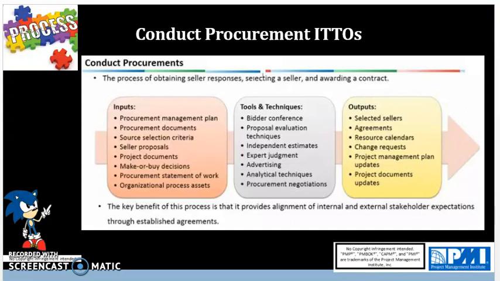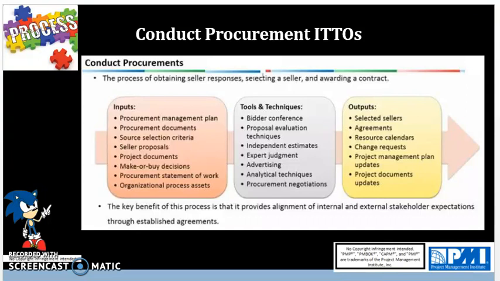Next tool is independent estimates. So this could be estimates coming from the industry and using those as a standard to come up with a price and then go forward to decide which seller to take in. Then you have expert judgment, which is going to come in the form of your PMO or procurement or purchasing department that might assist you in negotiating the best contract for the project.